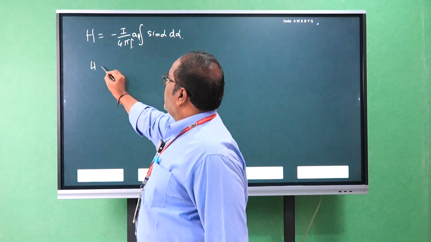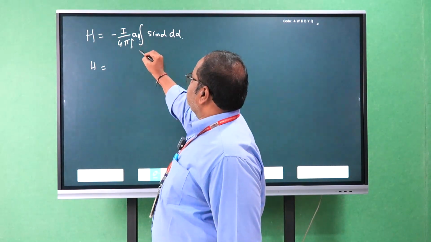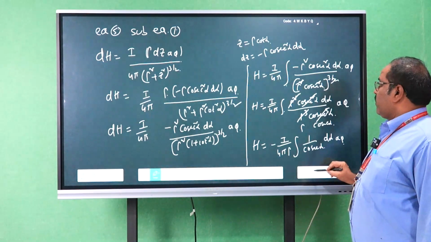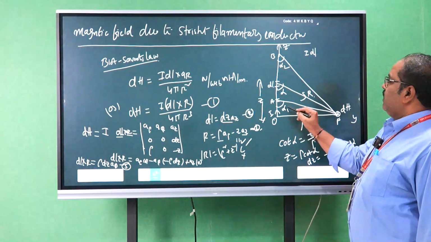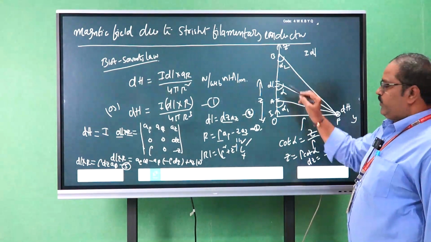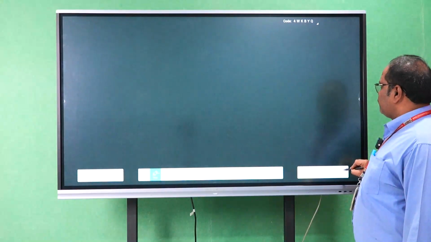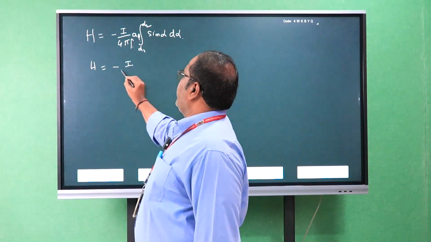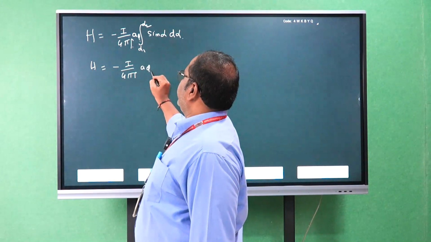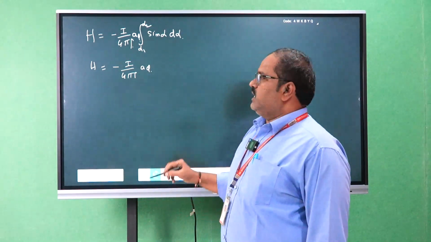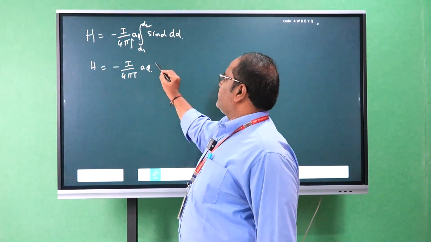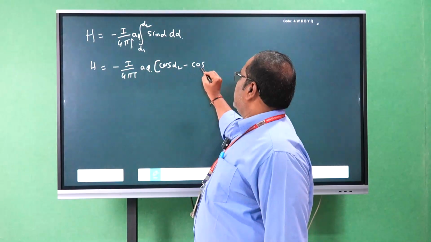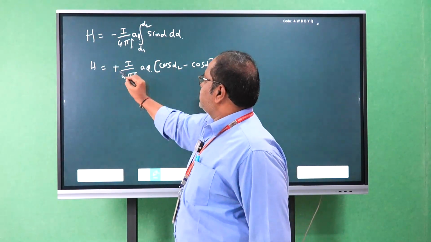Therefore H is equal to, the lower limit is alpha 1 and the upper limit is alpha 2, according to the circuit. These are the subtended angles, so you have to substitute alpha 1 and alpha 2 into this equation. Therefore, minus I by 4 pi rho a phi, the cos alpha evaluated from alpha 1 to alpha 2, represented as cos alpha 2 minus cos alpha 1, multiplied by a phi.